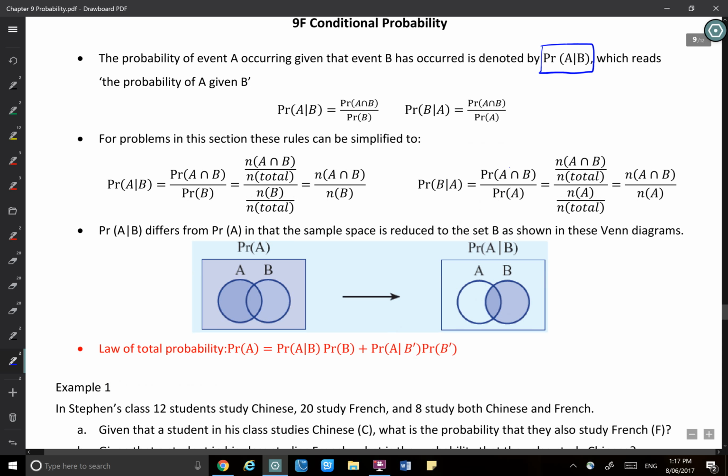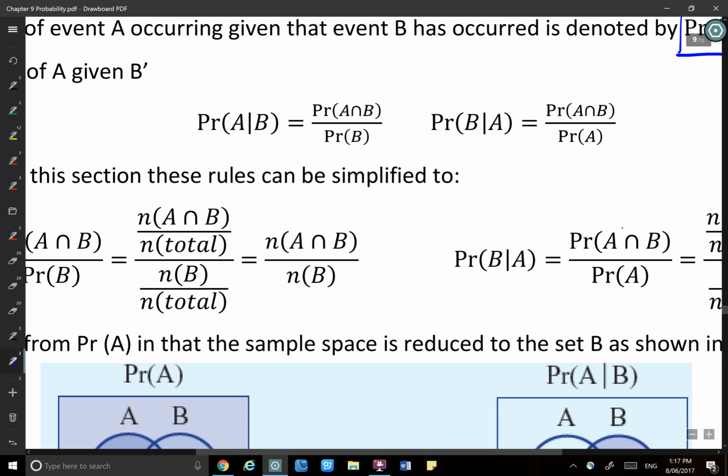So what is P(A given B), expanded? How we can calculate that is the probability of A intersect B over the probability of B, so over the given probability. Similarly, B given A will be the probability of A intersect B over the probability of A.